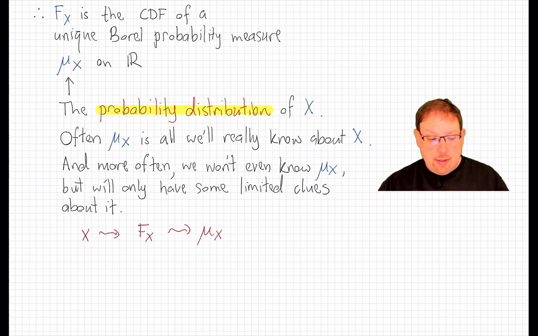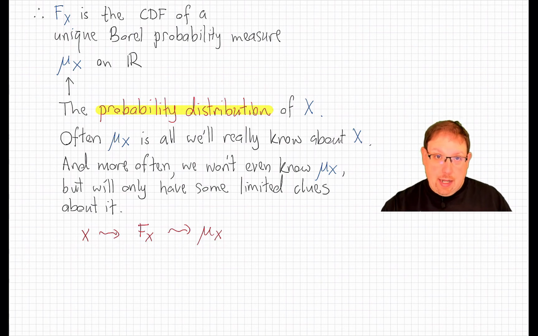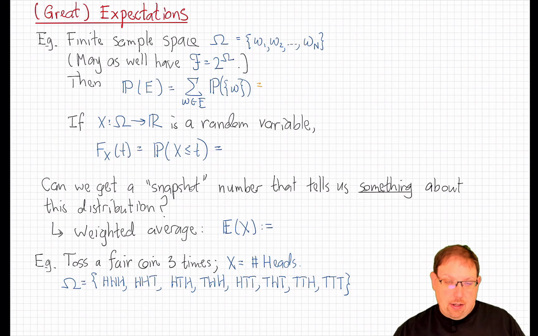But before we get there, let's talk about expectations. Again, we frequently will not have complete information about the distribution of a random variable, so we can hope to get a snapshot, some information about it, and the minimum information that we hope we can always get is its expected value or expectation. So let's talk about what that means.